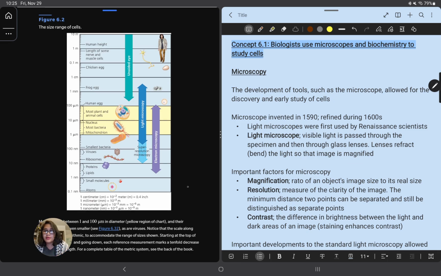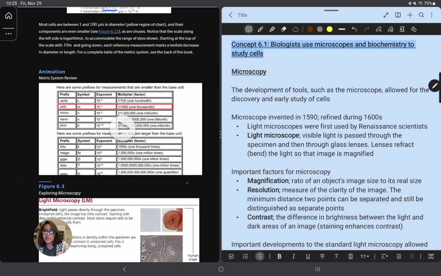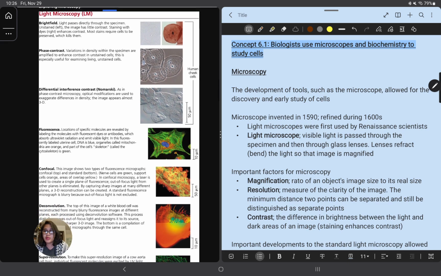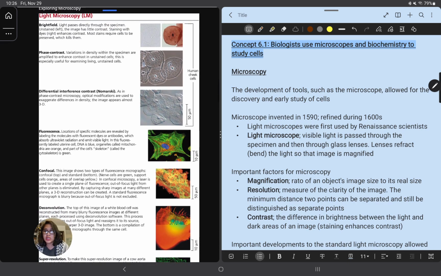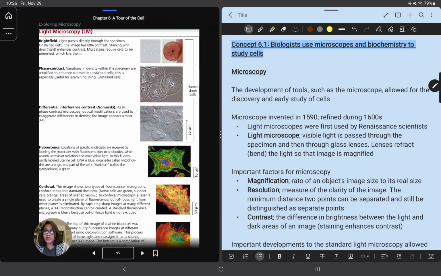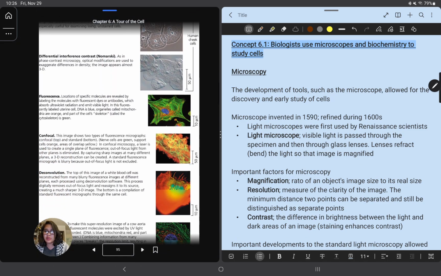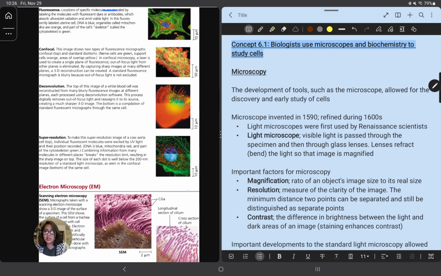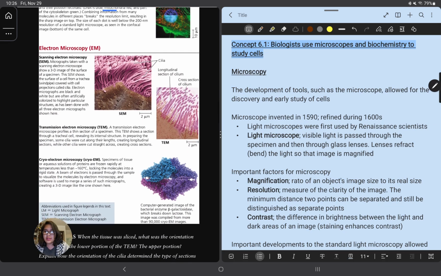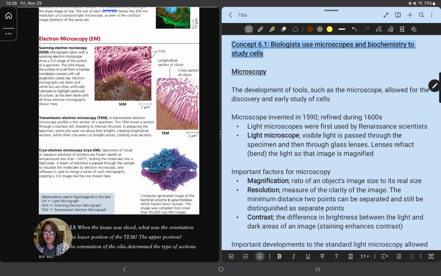Okay. We're going to skip that. This is 6.3, the one that they just mentioned. We have light microscopy, this is what you can see with light microscopy. And this is what you can see with electron microscopy.